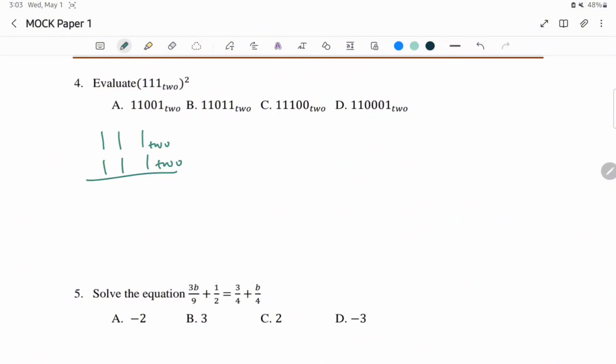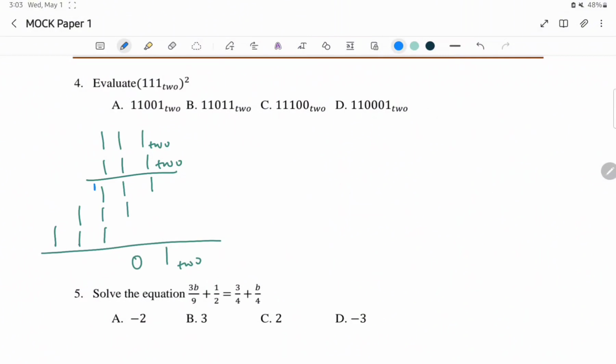So since we have 1 as all the digits, it's quite simple. 1 times 1 is 1, 1, 1. Again, 1 times 1 is 1, 1, 1. Again, 1 times 1 is 1, 1, 1. So I'm now left with addition. This one is not adding anything to it, so it remains 1. 1 plus 1 in base 2 is 10. So you can write 0 and keep 1.